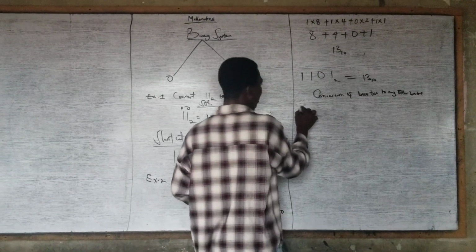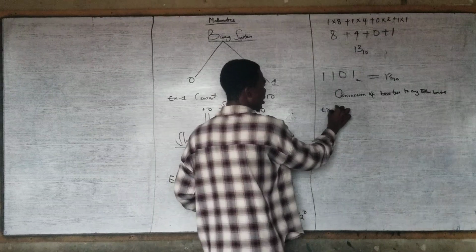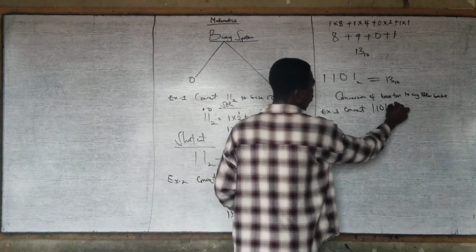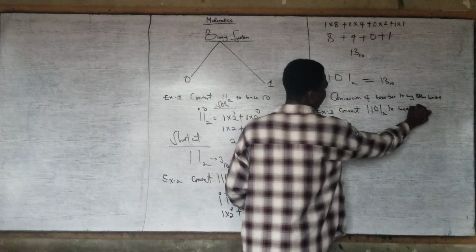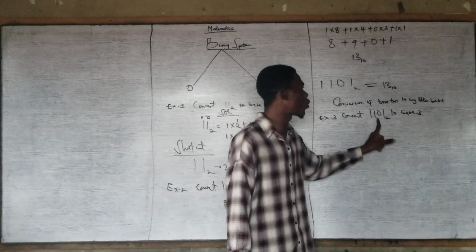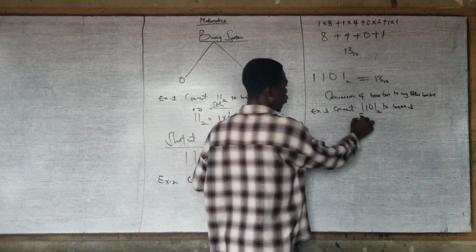Now, for example, we've done example 2, let's call this example 3. Convert 1101 base 2 to base 3. Before we can convert to base 3, we have to convert this base 2 to base 10. So what are we going to do? Solution.